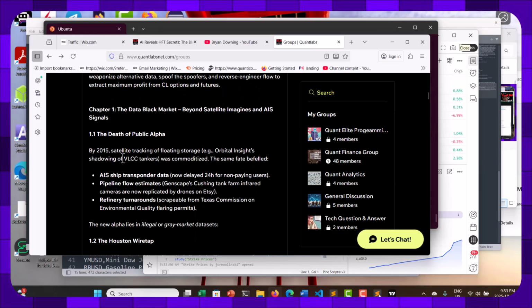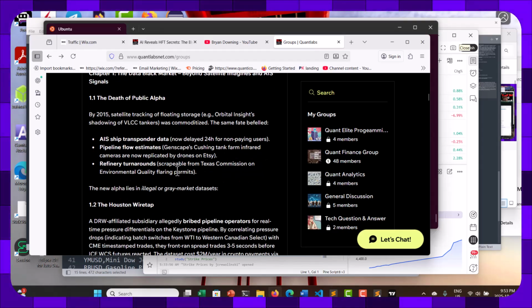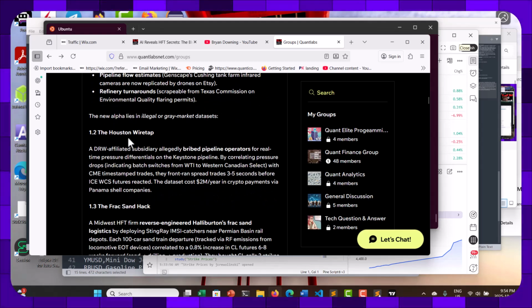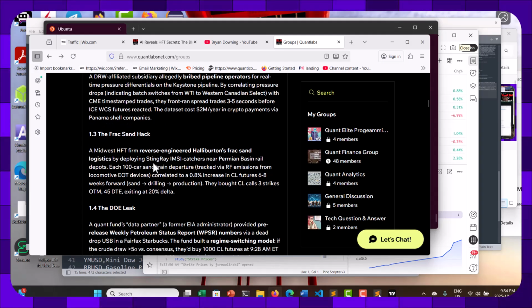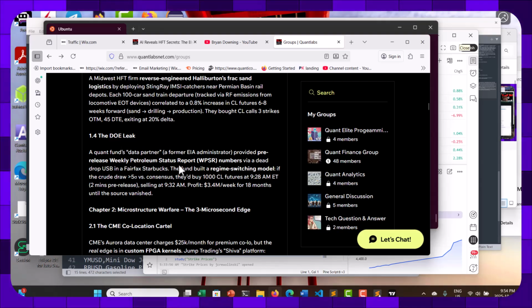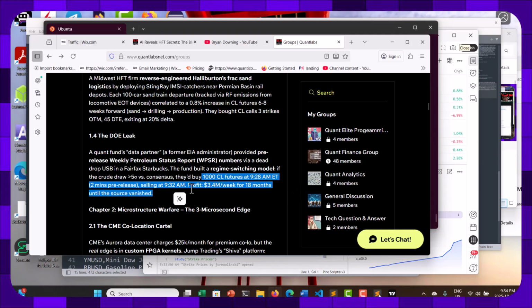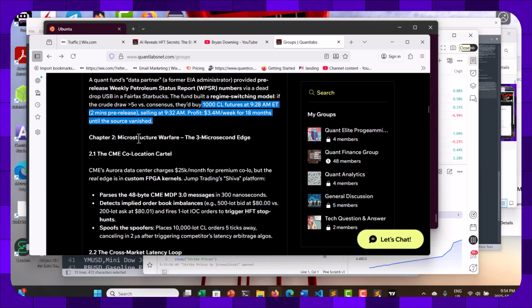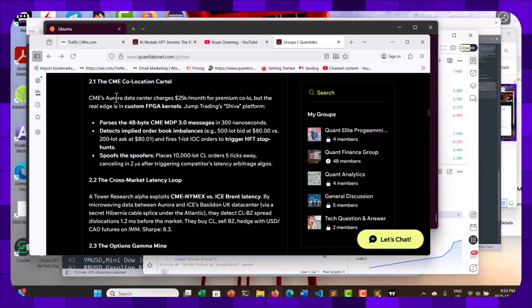So here we have things like the death of the public alpha. Okay. It's looking at pipe flow estimating, AIS ship transponder, refinery turnaround from Texas. We've got the Houston wiretap. Fully detailed here. Frac sand hack, the DOE leaks. Again, it gives you the specific number of contracts to buy, when to buy, how to buy, microstructure, co-location, cartel. Again, that's always in the Aurora data center, as you've seen.